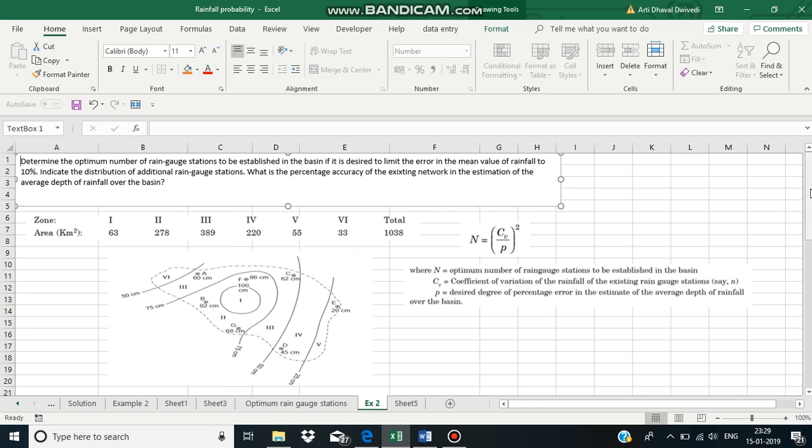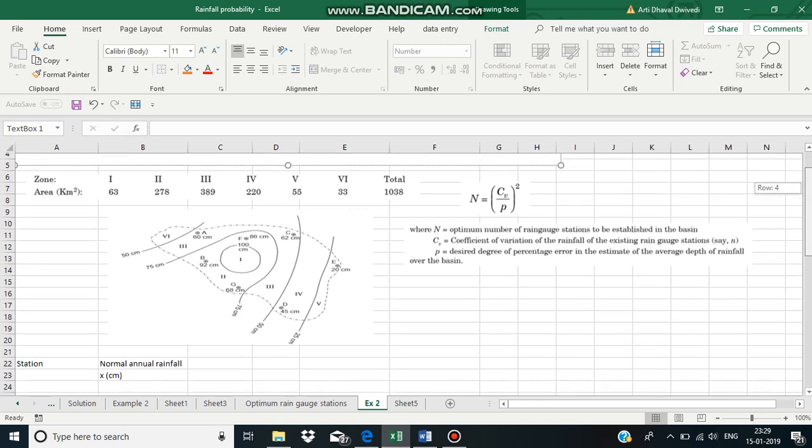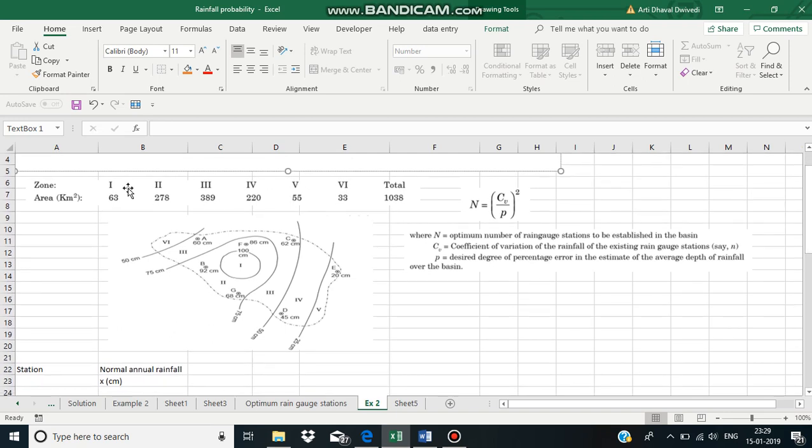So zones are given. The isohyetal map is also given. There are 1, 2, 3, 4, 5 and 6 zones. Area of each zone is given. This is the total area. As you can see, this is the line of equal depth of rainfall. 75 centimeter, 50 centimeter, 25 centimeter.